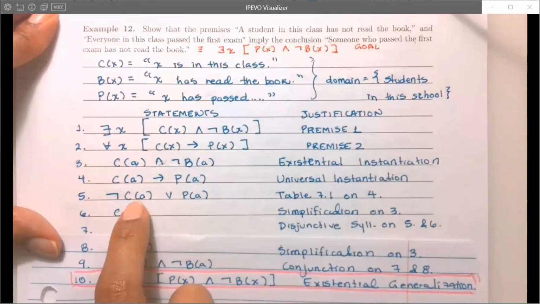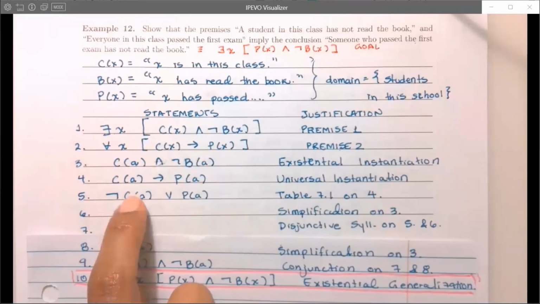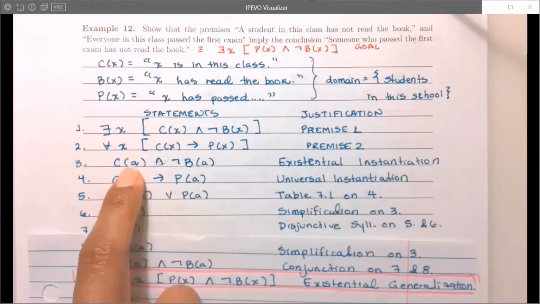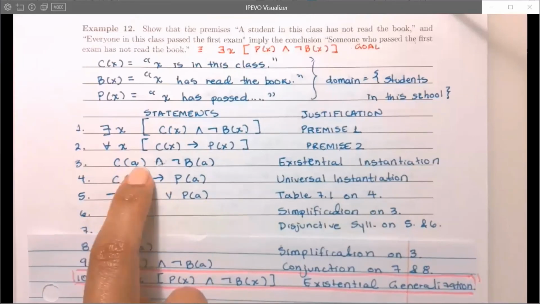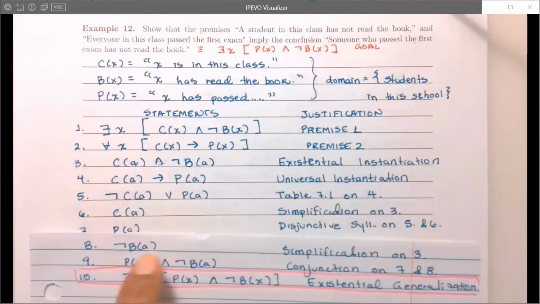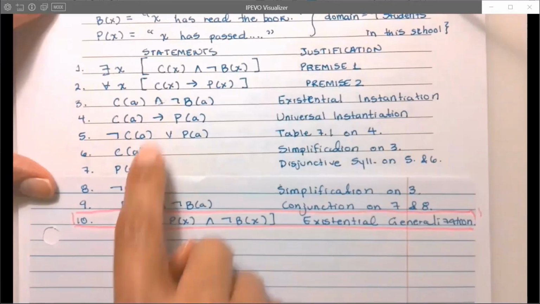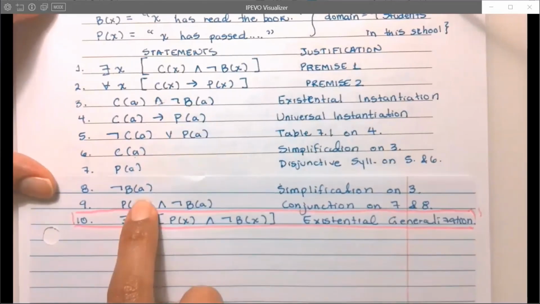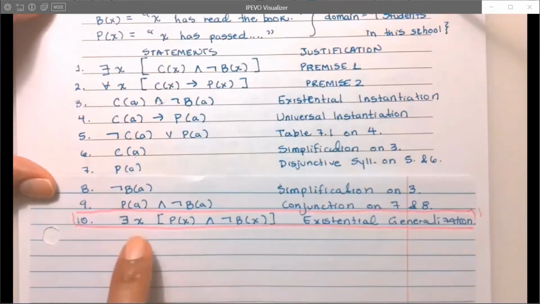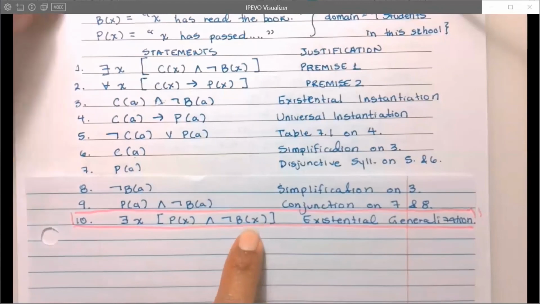So what we're saying then is from table 7.1, these two are equivalent. So the student is either not in this class or has passed the first exam, but we know that the student is in this class because of this third statement. So that means that the person must have passed the first exam, and that's this conclusion here. And then because they also have not read the book, we can conclude that independently. And then putting these two together, it means that they have passed the first exam and not read the book. So therefore, there exists someone who has passed the first exam and not read the book.